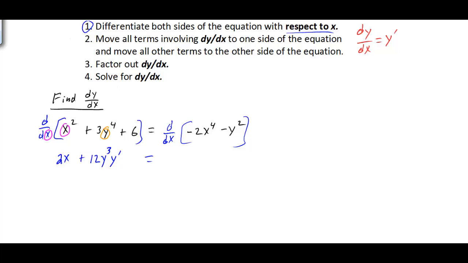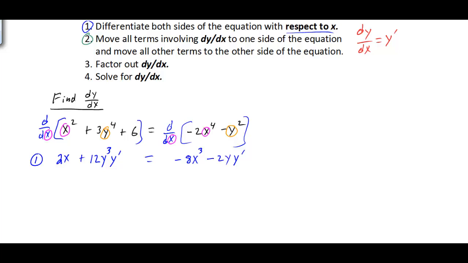And then over here we have negative 2x to the fourth. Again, the x matches up with the variable here, so the derivative would simply be a negative 8x cubed. Our next term is y squared. Again, the variable doesn't match, so when we take the derivative, we get a negative 2y, and then the derivative of the inside, the derivative of the y, would be y prime. Okay, so there is step number 1.